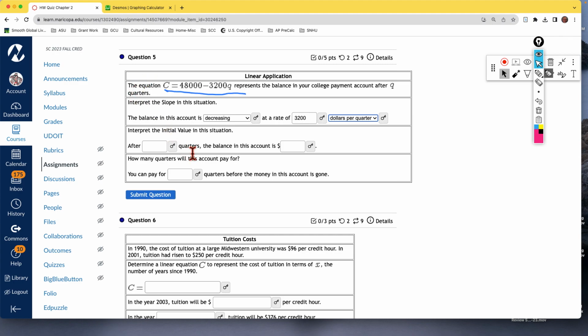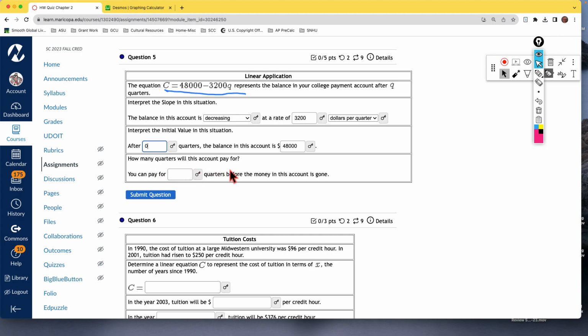Interpret the initial value of the situation. So the initial value is the one without the variable, right? 48,000. What does that mean? When is the beginning? How many quarters have we spent in college at the beginning of our college career? We have 48,000 when we started, and when we started, what's that number? 0. We haven't done any quarters yet. So at the beginning. So that's the thing about initial value. Time is 0 for the initial value. 0 is where we always start. Okay, good.